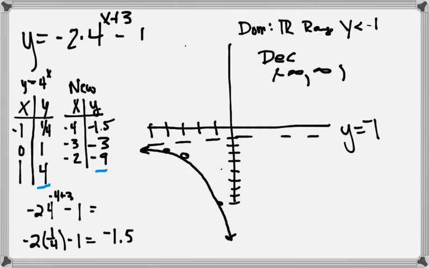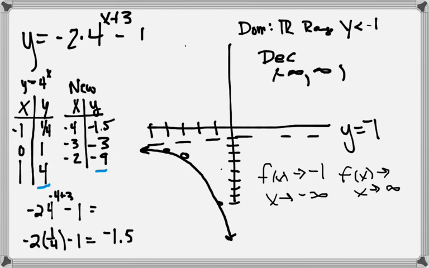Now, end behavior. What do you think the end behavior is going to be? We have f of x. As x goes to negative infinity, what's happening to f of x? -1, very good. As x goes to positive infinity, what's happening on the right side of the graph? Negative infinity. Okay?